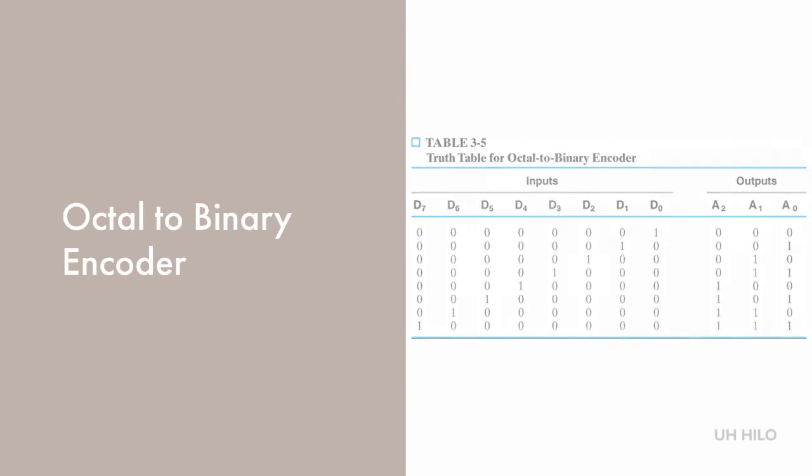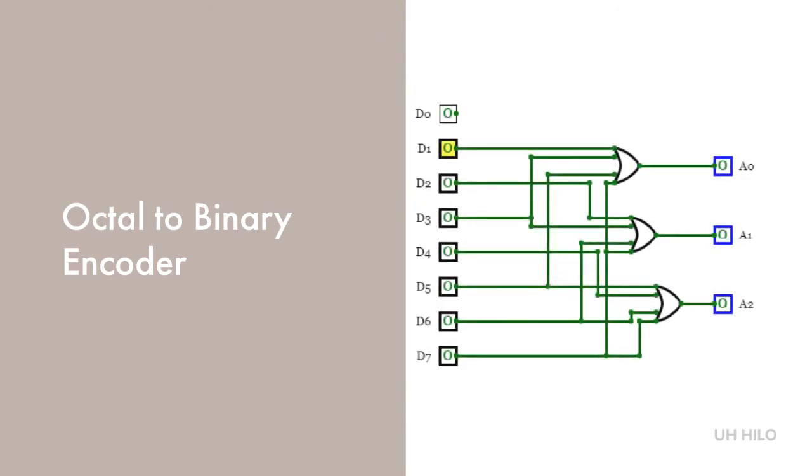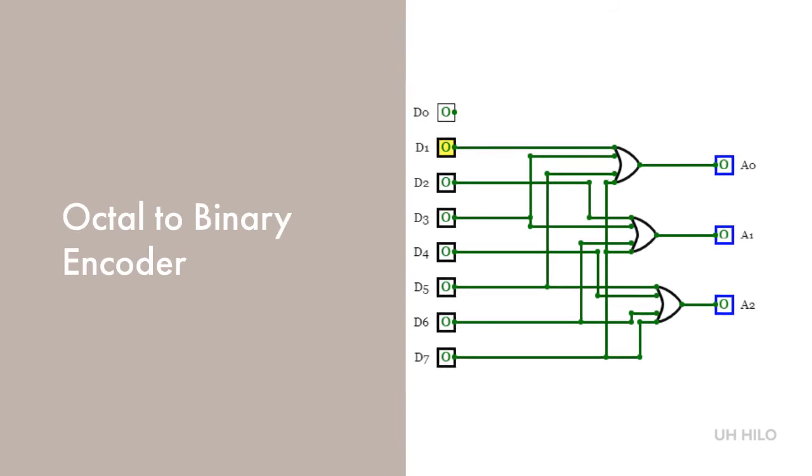In figuring out our octal to binary encoder, A0 is 1 for D1, D3, D5, and D7. A1 is 1 for D2, D3, D6, and D7. A2 is 1 for D4, D5, D6, and D7. And so we can implement this directly with 3 4-input OR gates. This is pretty cool, but it's got some drawbacks.